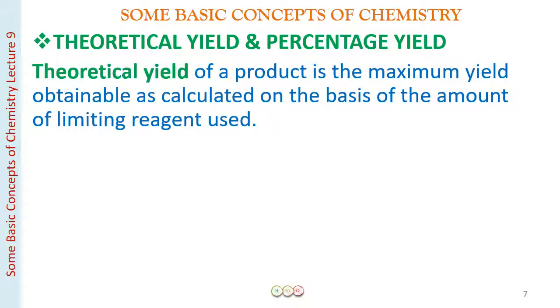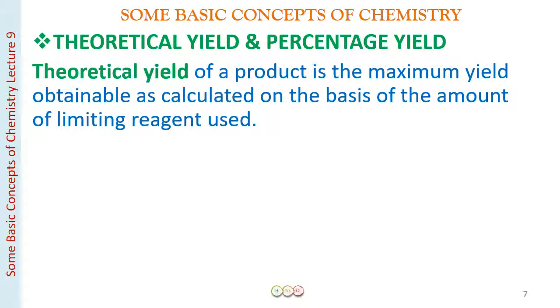But in actual practice, the yield which you have calculated may not come up as so. Why? There are many reasons for it. For example, one of the reasons can be that the reaction is reversible. And if a reaction is reversible, when the product is formed, it starts forming back the reactants also. So the yield may not be as you have predicted from your calculation.